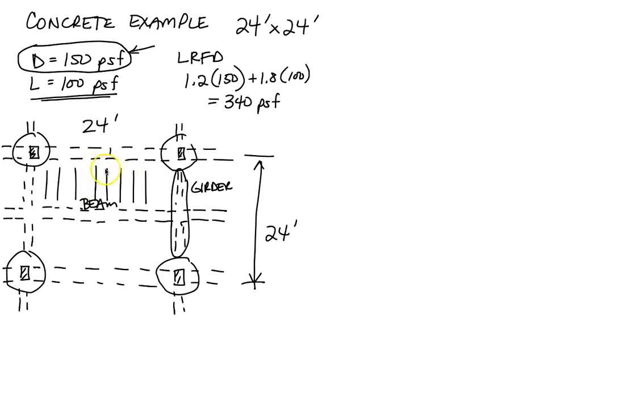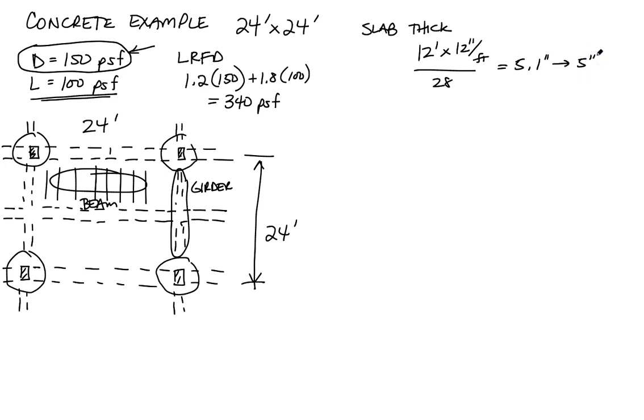So we'd have to design the slab, which would be present right here. So the slab thickness. We've got a 12-foot span on that slab, so we've got to always keep into account our units. It's going to be L over 28, so that gives us about 5.1 inches, which would be close enough to just design a 5-inch slab.